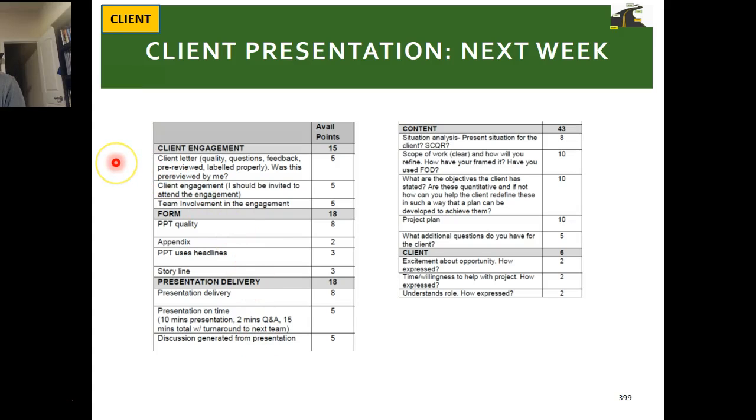First and foremost, you've already sent your client letter, and I've already given you some feedback on that. So there'll be points awarded for how well that letter was done, how professional it was, if there were improvement opportunities, etc.